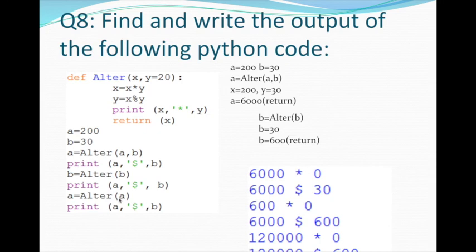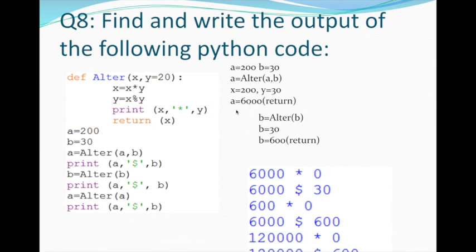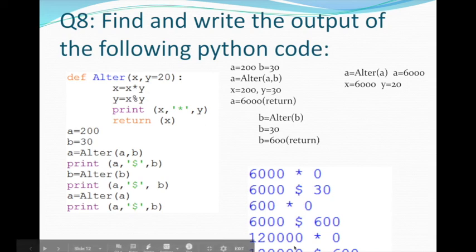Next, executing the next function call: a equal to alter(a). Only the value of a is passed, and that value is passed to x. What is the value of a being passed? Not 200. Previously it was changed to 6000. So 6000 is passed and y value is again 20. Then calculating x value equal to 6000 into 20. So you will get 1,20,000. And y value is 1,20,000 mod 20, so again it is 0.